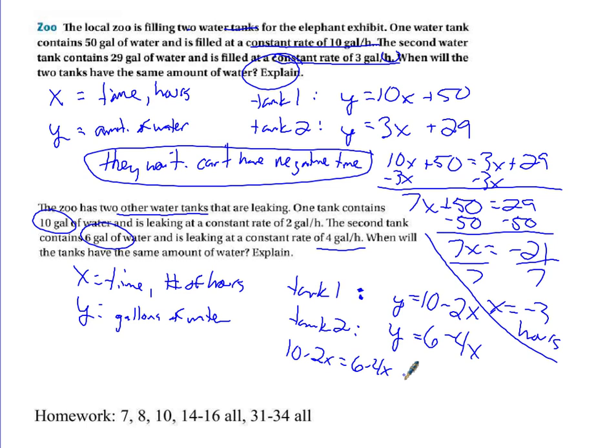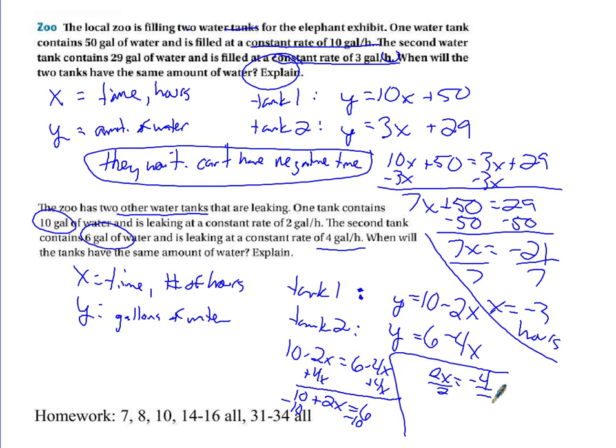Now what? Solve for x, get all the x's on one side, all the numbers on the other. We can add 4x to both sides, which is nice because that makes a positive x now. We have 10 plus what? 2x equals 6. Now what? Still solving for x, so subtract 10 from both sides and you get negative 4. So we divided by 2 and now we have x equals negative 2.